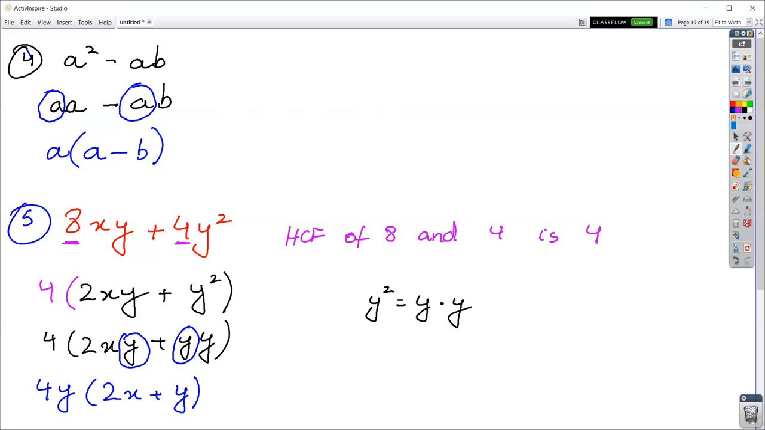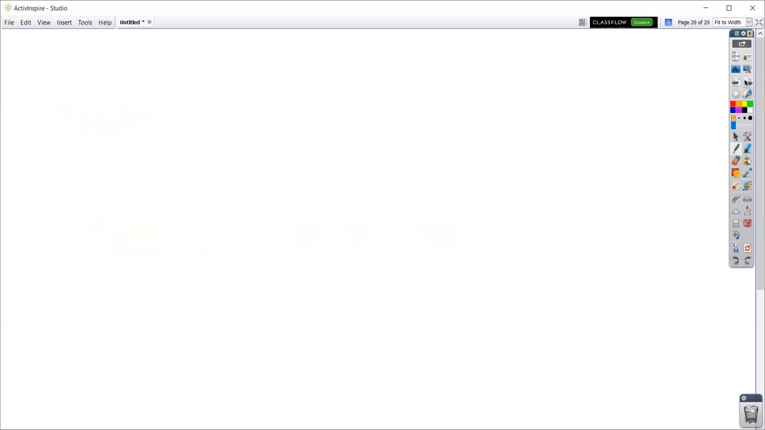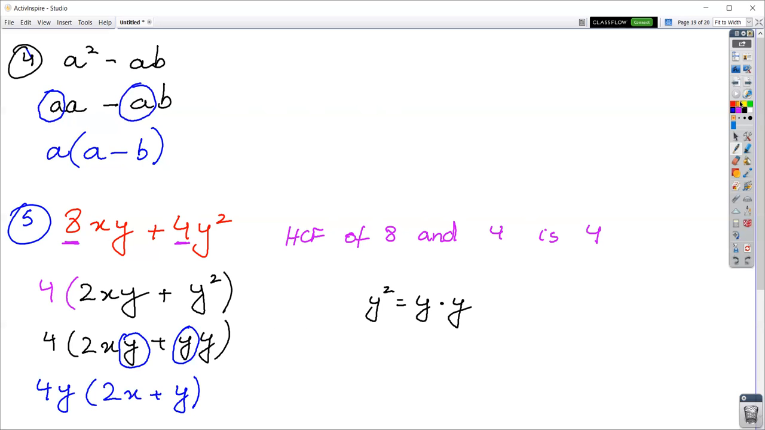I'll show you now 2 more examples. Now, the next example we are having is 12x power 4. So this is the next example we are having, which is now number 6.